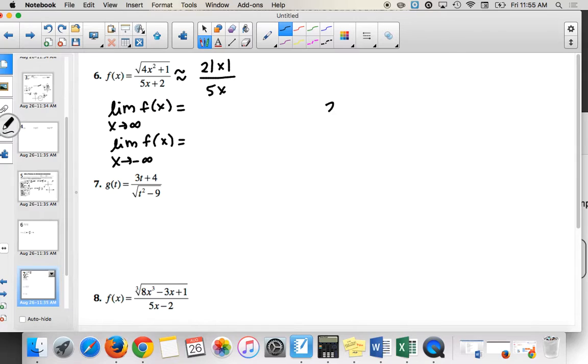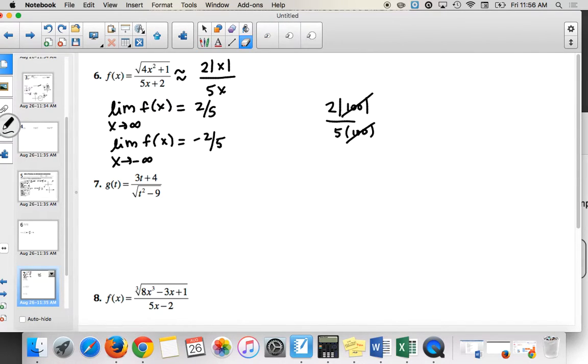If you plug in 100, you get 2 absolute value of 100 over 5 times 100, right? Absolute value of 100 and 100 just cancel. You get 2/5. But if you plug in a negative 100, the top becomes positive because of the absolute value, and the bottom is negative, so you get negative 2/5.